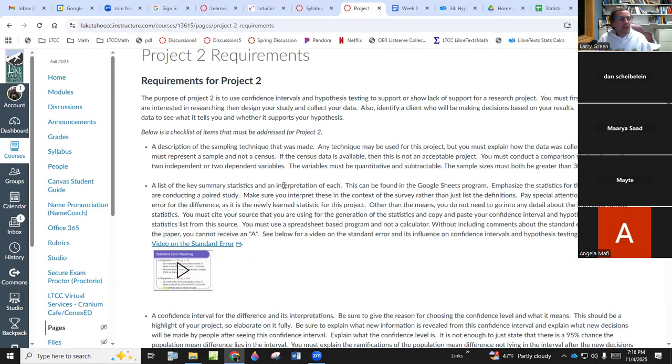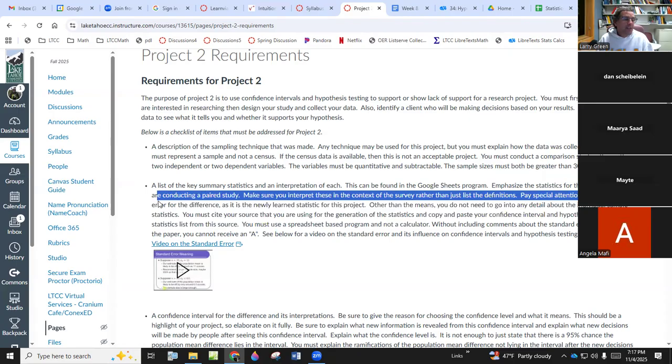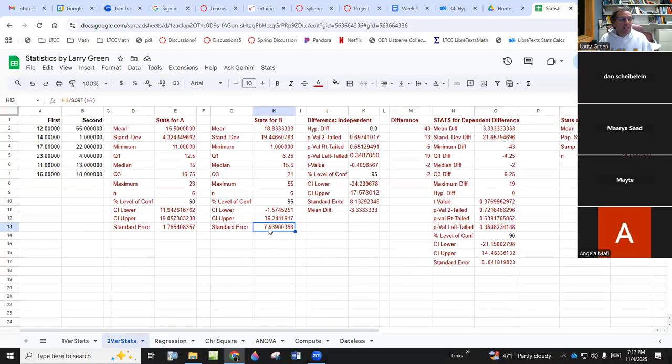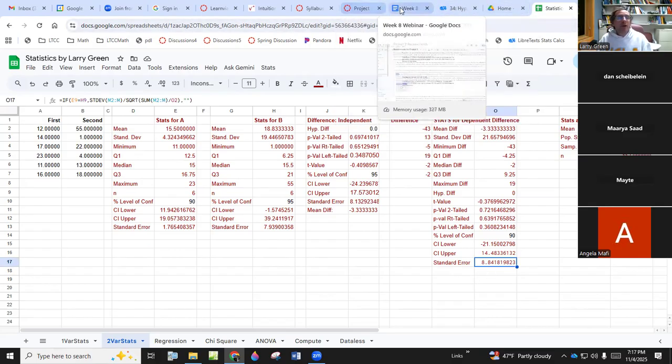So you have to have key summary statistics. The mean and standard deviation are important, but you're not going to spend as much time on them. But there's one more thing that's new for this project that wasn't in the last one, and that is standard error. Here's standard error if it happens to be independent, and here's standard error if you happen to have dependent data. Make sure you use the right one. The standard error is very important.